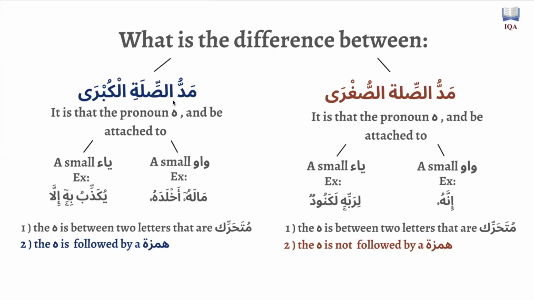Now, on the other hand, for Med al-Silat al-Kubra, you have the pronoun hu or he, and it's attached to a small ya or a small waw, and it's between two mutaharrik letters. But the thing that's making these two different is that here, the hu or the he is followed by a hamza al-qata'. Yukadhibu bihi illa. There's a hamza there, hamza al-qata'. Here we have maluhu akhnada. Same thing, we have a hamza al-qata'.